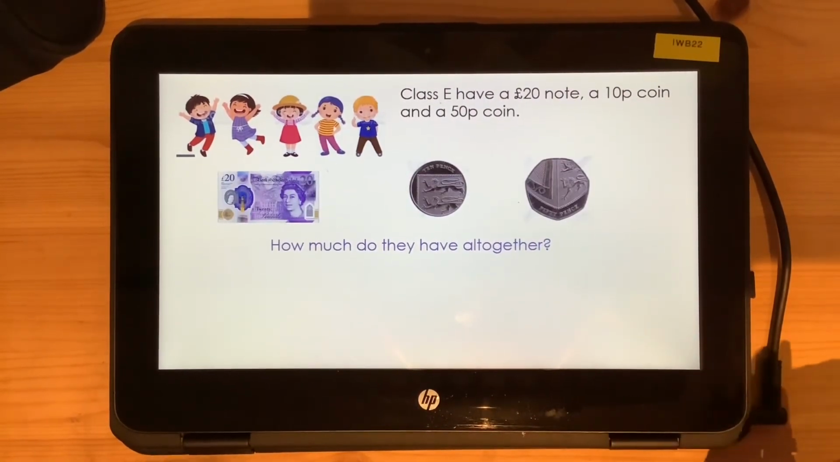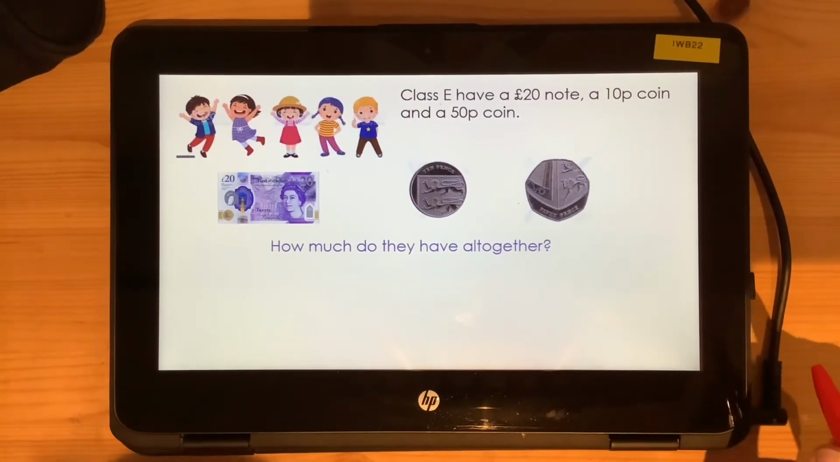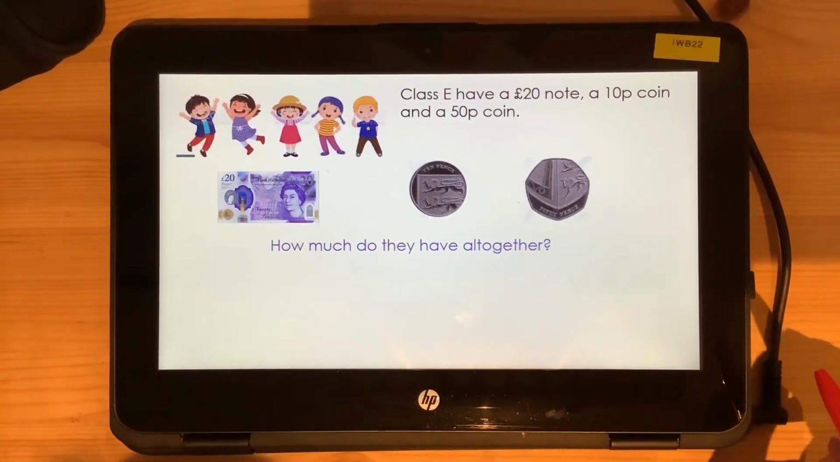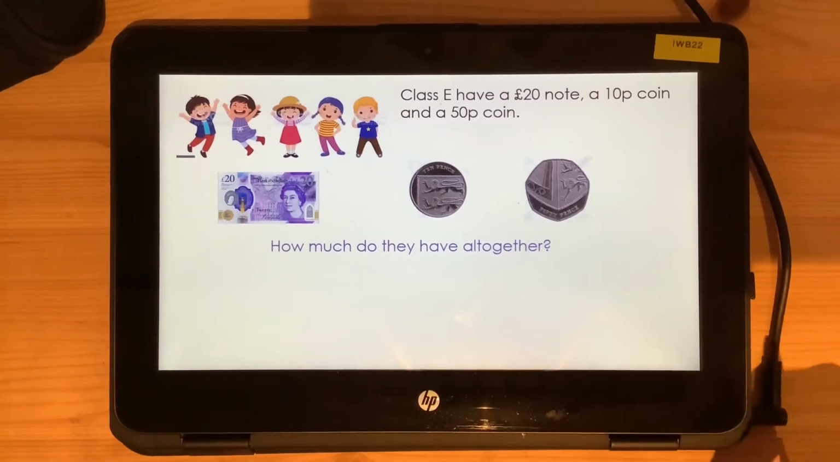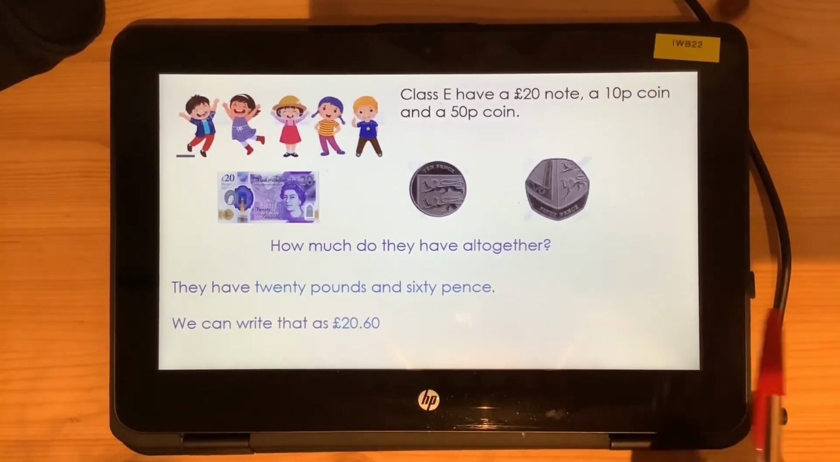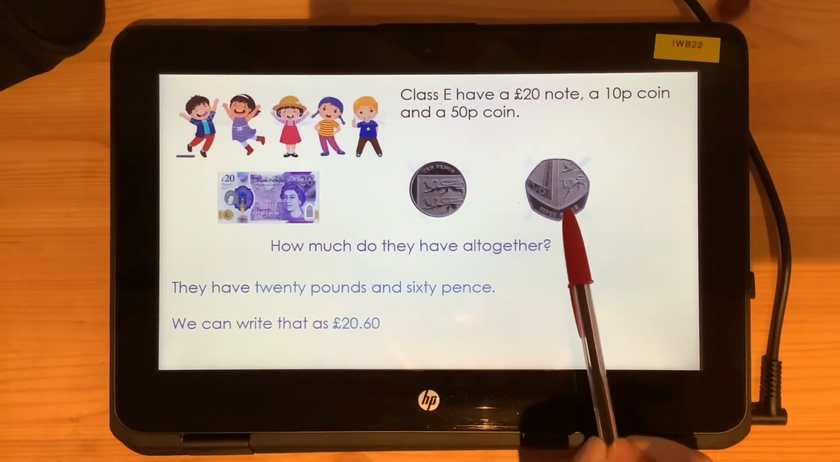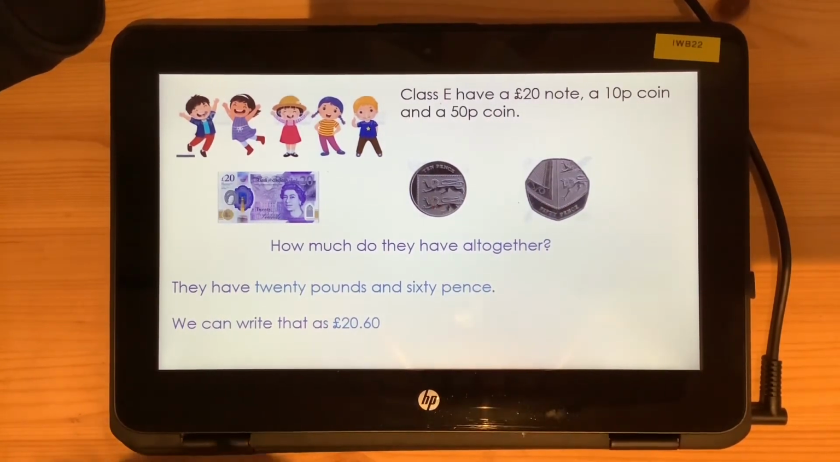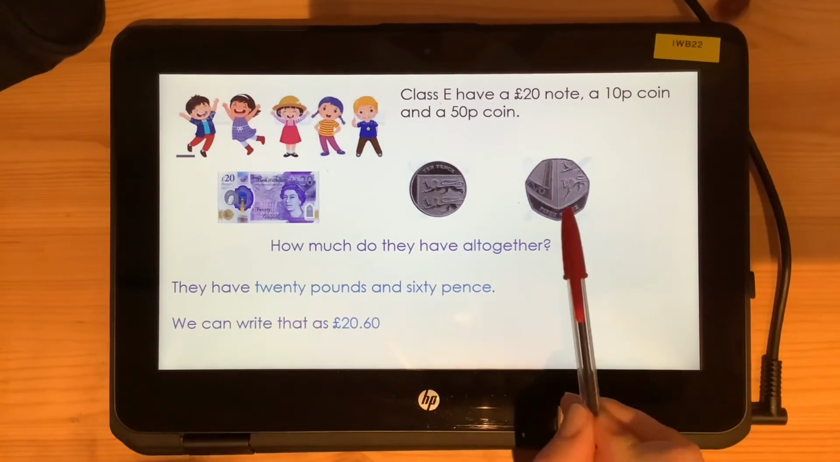Class E have a £20 note, a 10p coin and a 50p coin. How much do they have altogether? Well, they have £20 and 50, 60 pence. You can write that as £20.60. So remember that little dot separates the pounds and the pence. So we have written our £20 for our 20 whole pounds and our 60 pence.